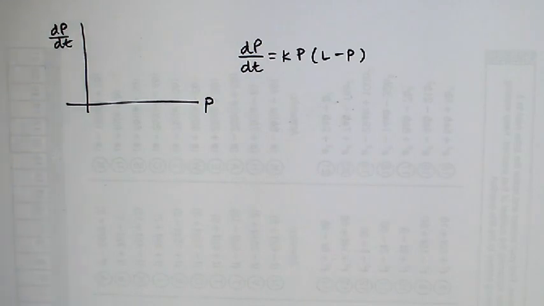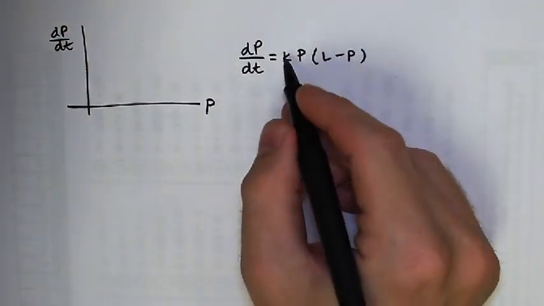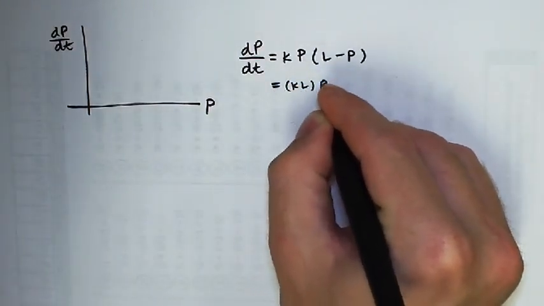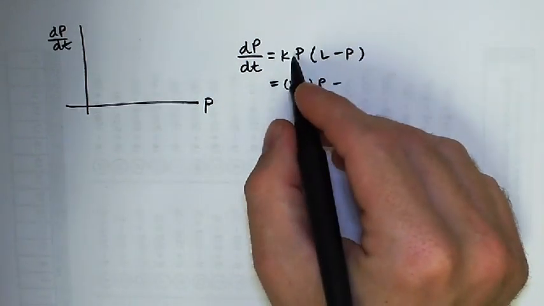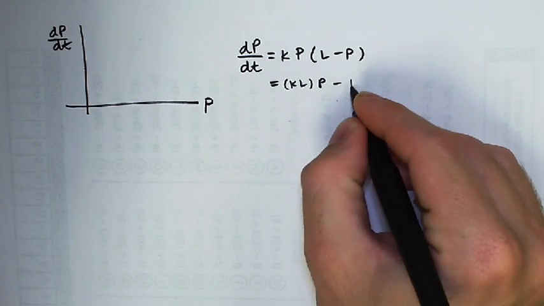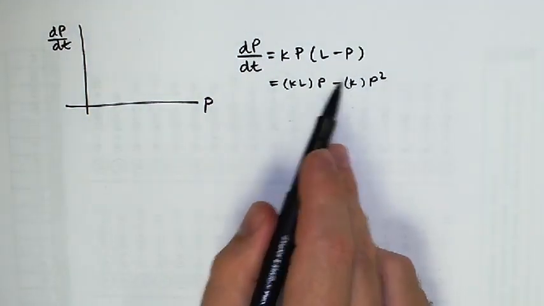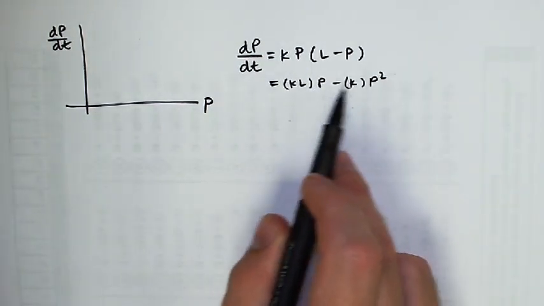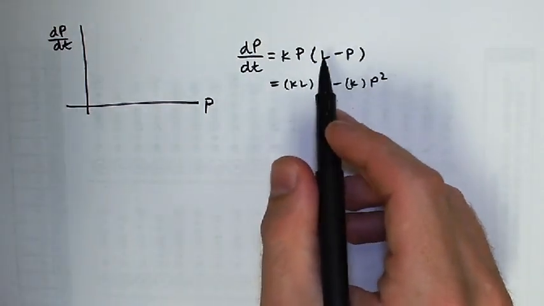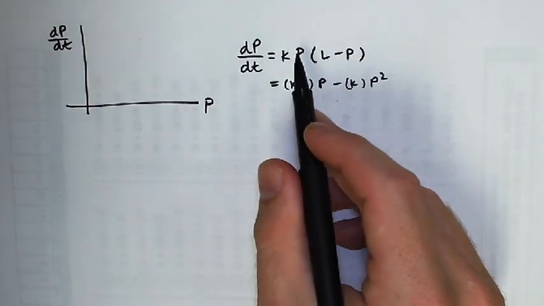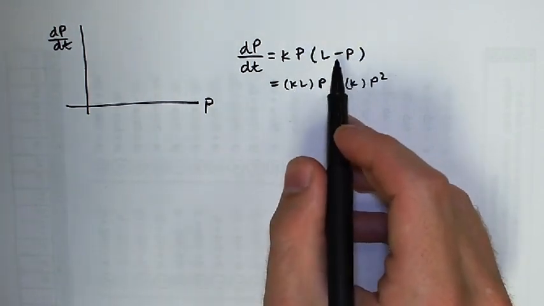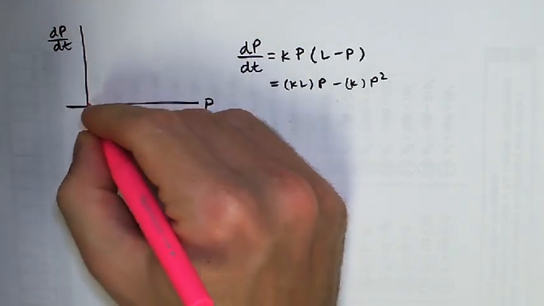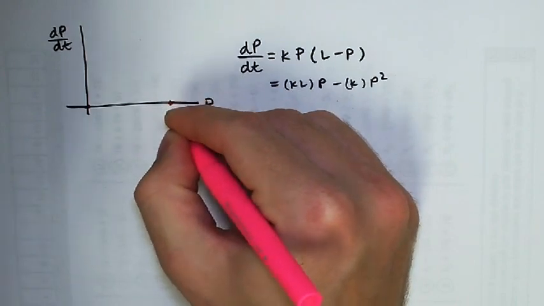And what I'm going to do is distribute this out. So I'll have kPL, which is the same as kL multiplied by P, minus kP squared. So if we're graphing this, with this as y and P as x, it's going to be a downward facing parabola, right? And moreover, from this factored form, I can see that dP/dt equals 0 when P is 0 and when P is equal to L. Okay, so I'm going to mark those on my graph. Okay, P equals 0 here. P equals L, I'll say that's right here.